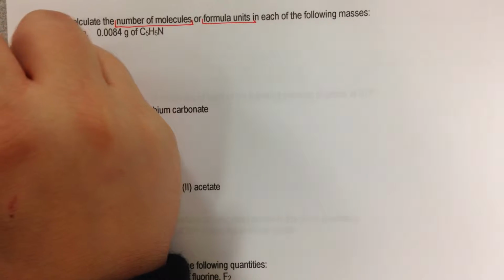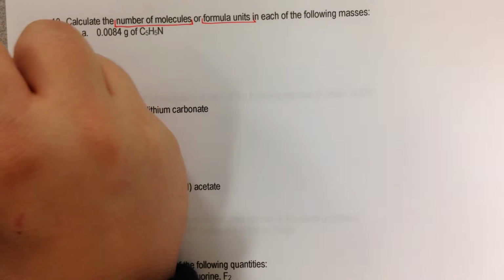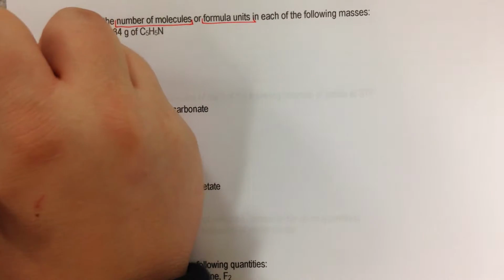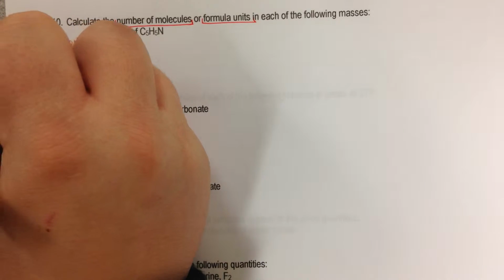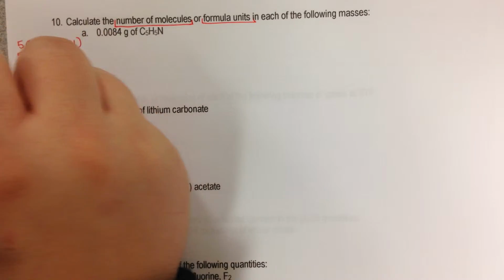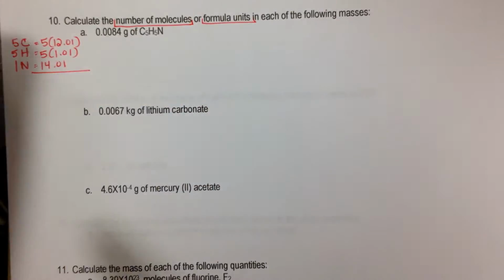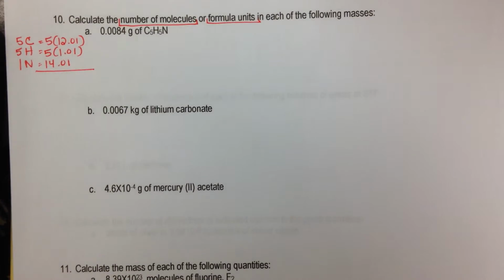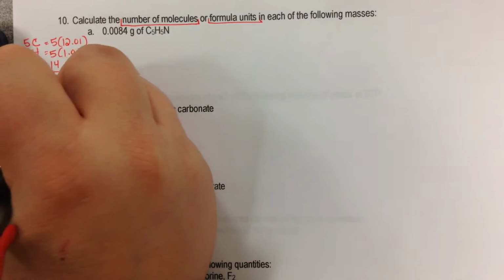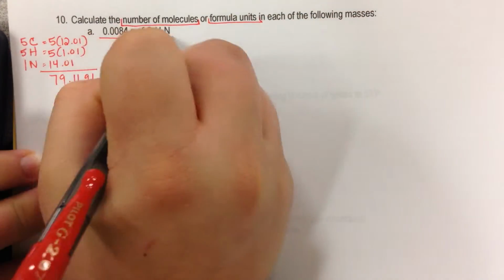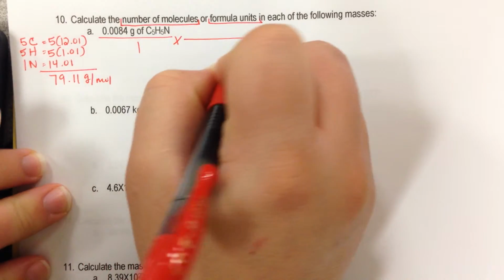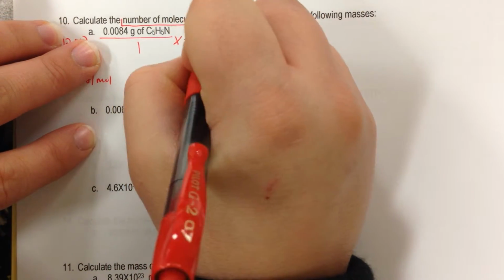5 C's, 5 H's, 1 N. So 5 times 12.01, 5 times 1.01, and then 14.01. Put all that in my calculator. I get 79.11 grams per mole, so that's the molar mass. So I'm going to start out with grams of this substance. I'm going to convert to moles.